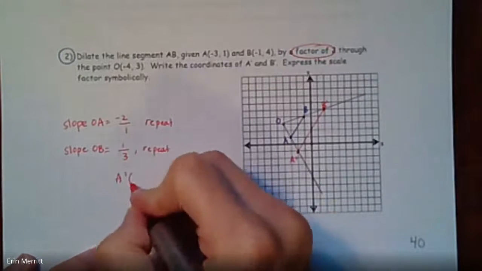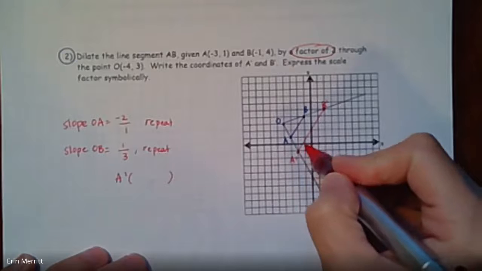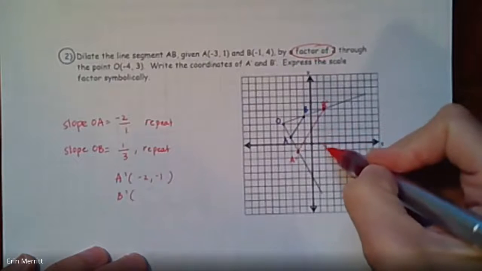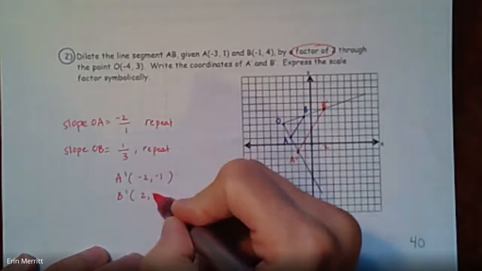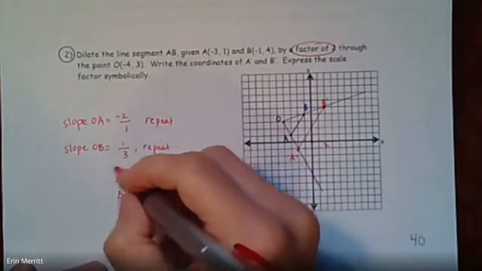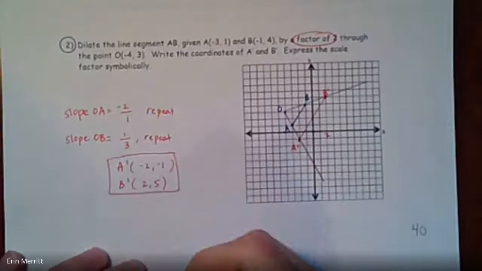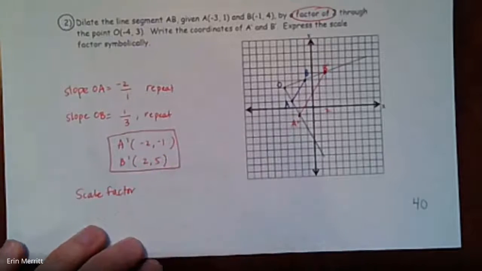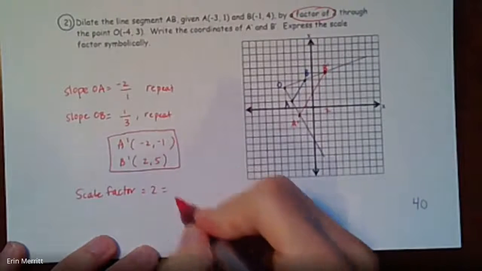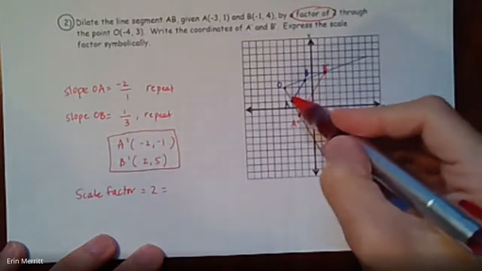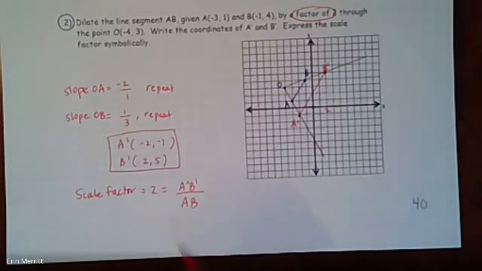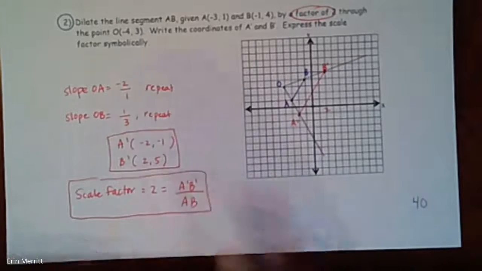The coordinates of A prime and B prime. So A prime should now be the point -2, -1. B prime, we are now looking at 2, 1, 2, 3, 4, 5. And then the scale factor. Since the scale factor is 2, and you might see me reference scale factor as just SF, right? That should be the longer segment divided by the smaller, but it should always be the image divided by the pre-image. All right, that's number 2. Let's hop on over to the next page.